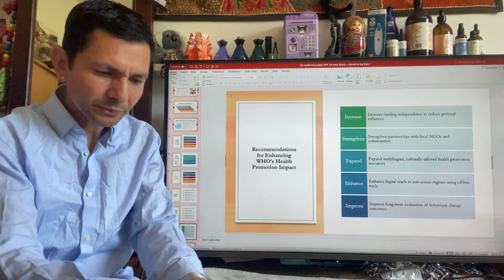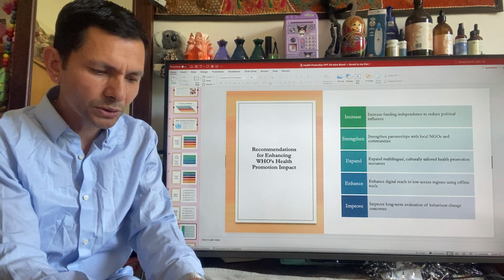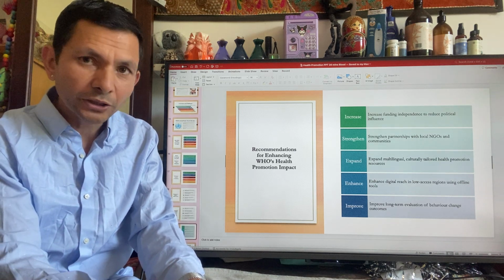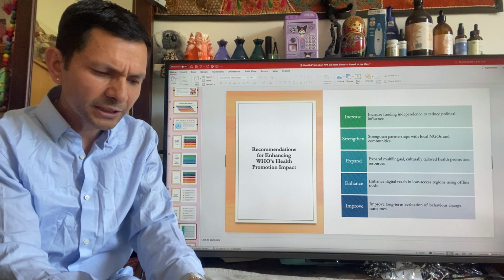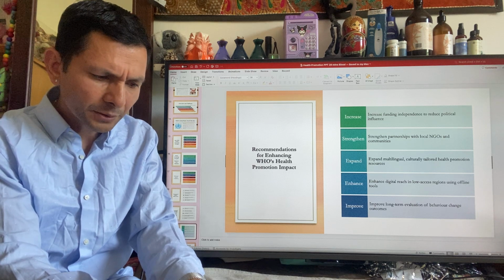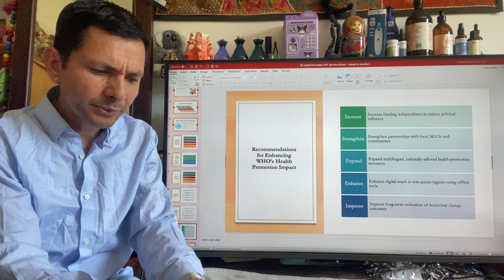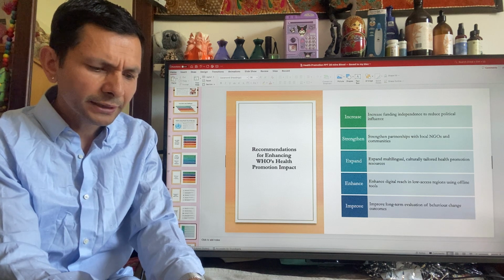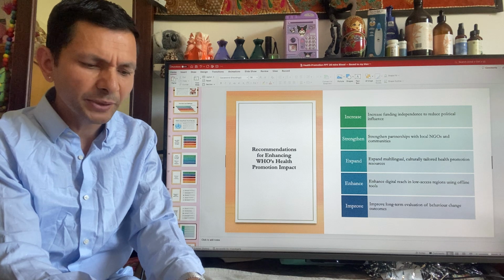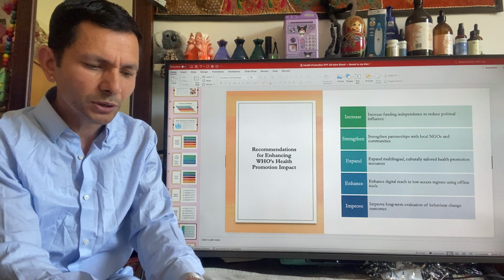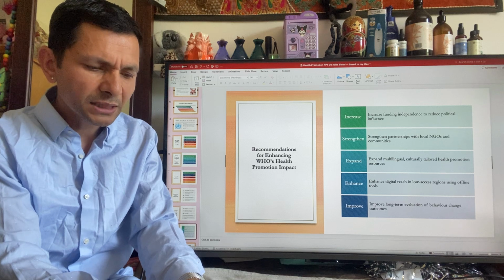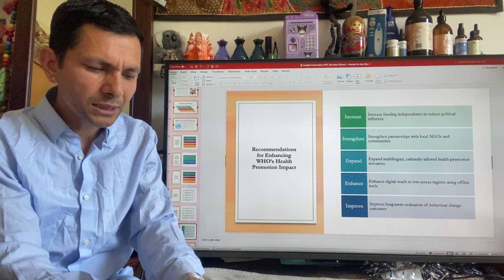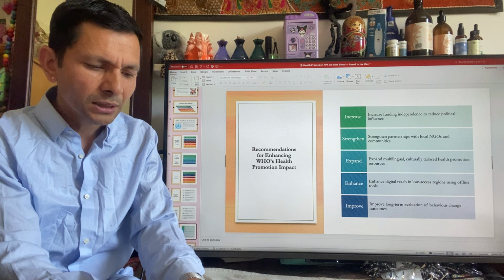Recommendations for enhancing WHO's health promotion impact. To further strengthen WHO's promotion impact, several recommendations can be made. First, WHO should seek greater funding independence to reduce the influence of donor politics. Second, it should expand partnerships with local NGOs and grassroots organizations to increase cultural relevance.